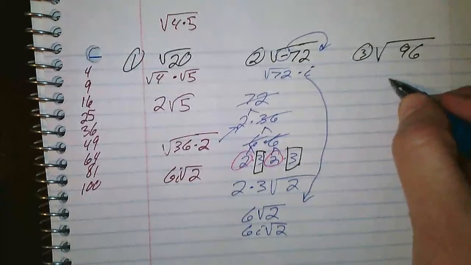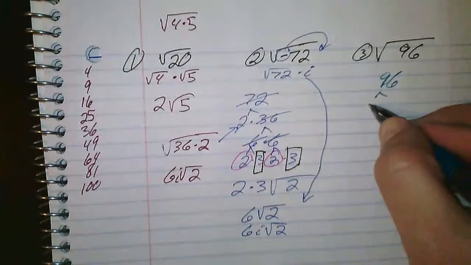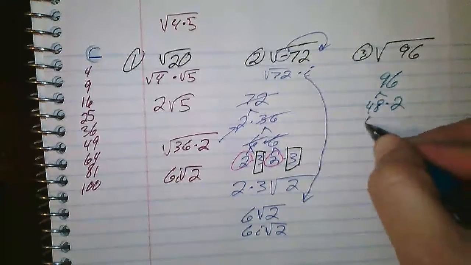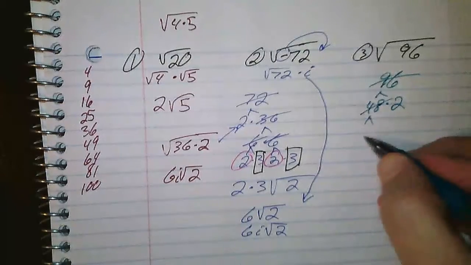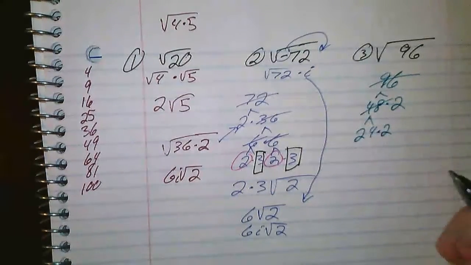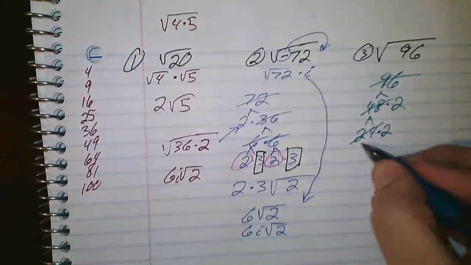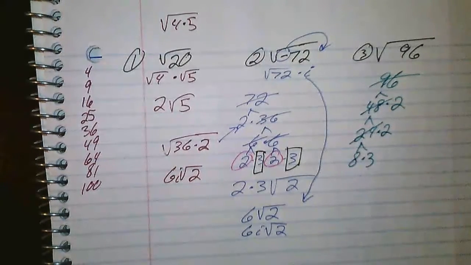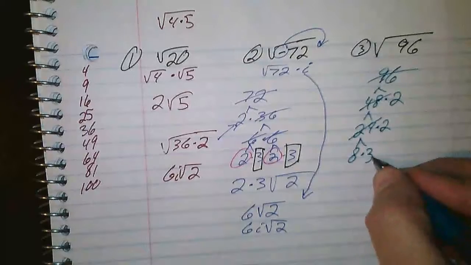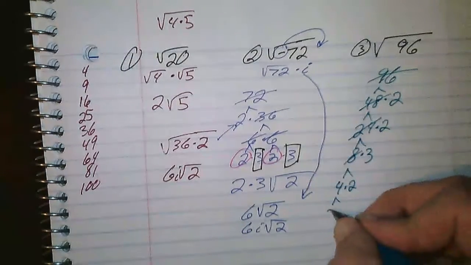No negative here. So what makes 96? Again, it's even. So we can do 48 times 2. 48 is even. We can divide that by 2 to get 24. And again, we can break this up however we want to speed things along. I'll break up 24 into 8 times 3. And then we cannot break down 8. Sorry, we cannot break down 3, but 8 is 4 times 2. And then 2 times 2.